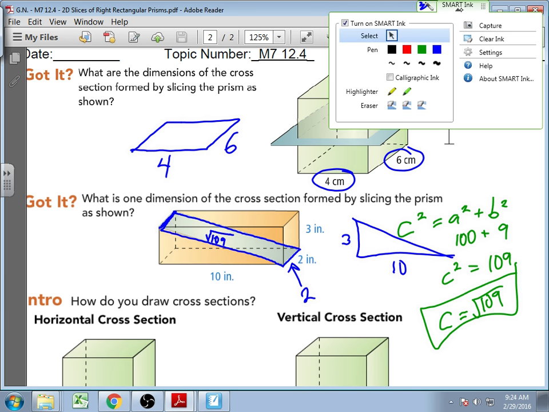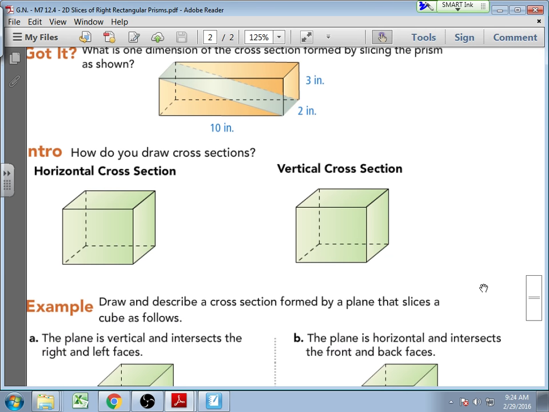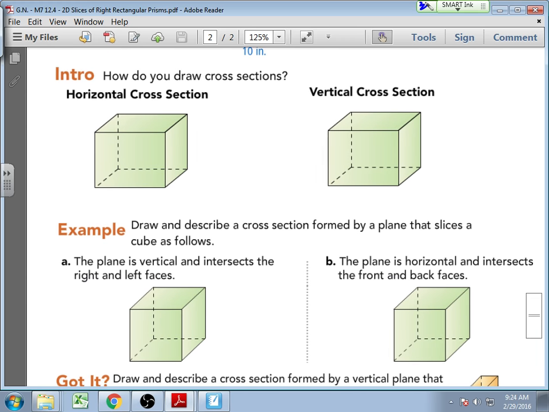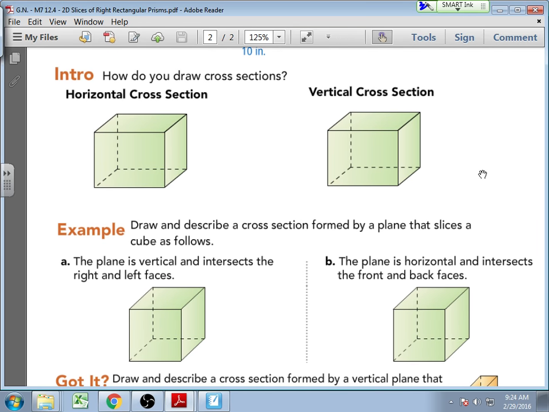Are we going to do surface area at all? Surface area? Yeah. Dang it. It's not bad, trust me. I've got a couple lab things we'll do. How we draw cross sections. Some of you will be really good at this. Some of you will struggle with this.